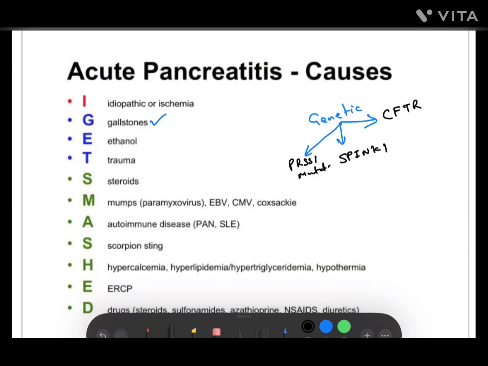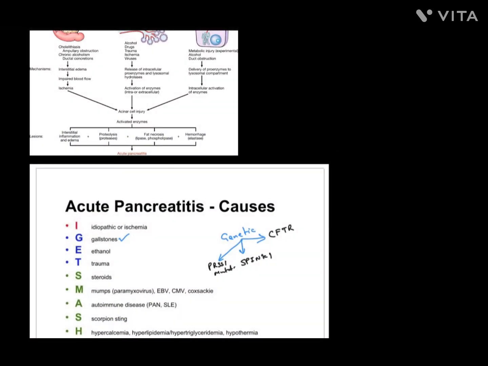Another one, some autoimmune problems can also cause pancreatitis, along with scorpion sting, hypercalcemia, hyperlipidemia, hypertriglyceridemia, hypothermia and ERCP. And we have some drugs that cause pancreatitis, like azathioprine, valproate, thiazides, furosemide and digoxin. So, these are the causes of pancreatitis.